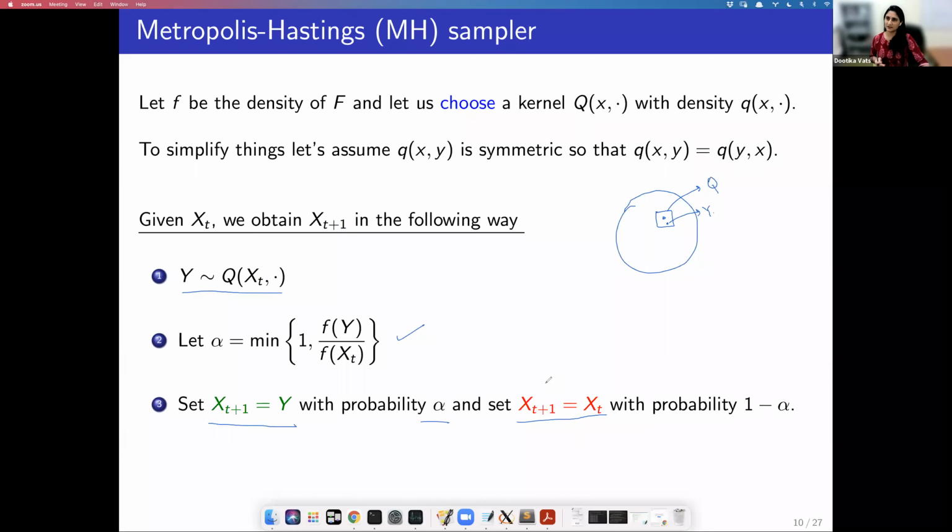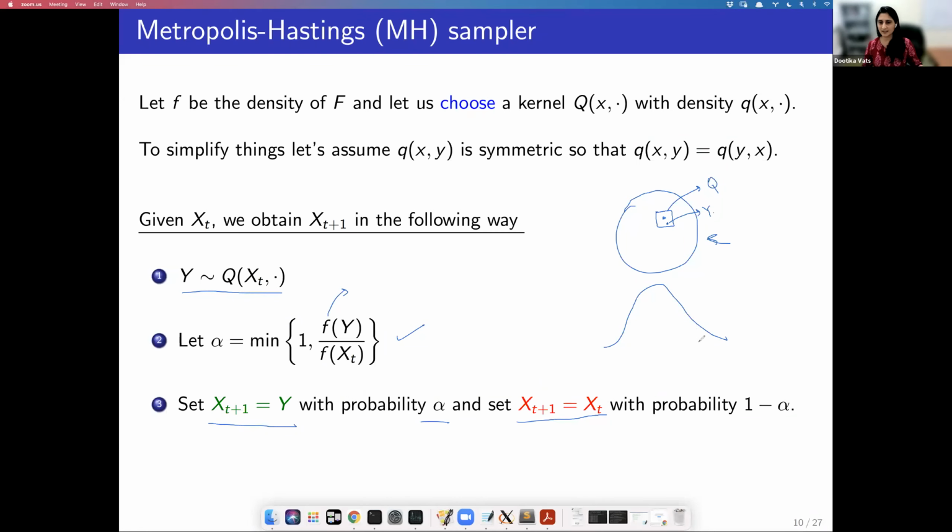So Dootika, I'm a little bit confused. So what is alpha again? Alpha is the minimum of the density evaluation. So this small f is the density of the target distribution. So let's consider a Gaussian density. It's difficult to look at the uniform. Exactly. So let's look at the Gaussian density.